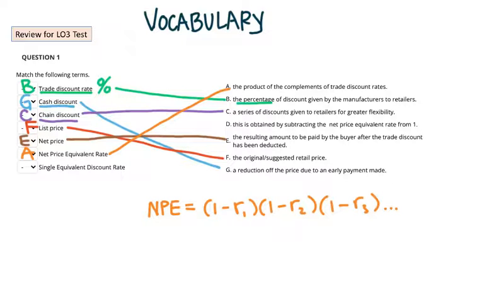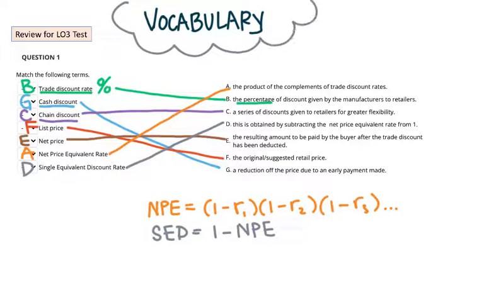All right, so now we have just one more. It's the single equivalent discount, and just using the formula, that's just 1 minus the net price equivalent, or the complement of the net price equivalent. So make sure you know your vocabulary terms.